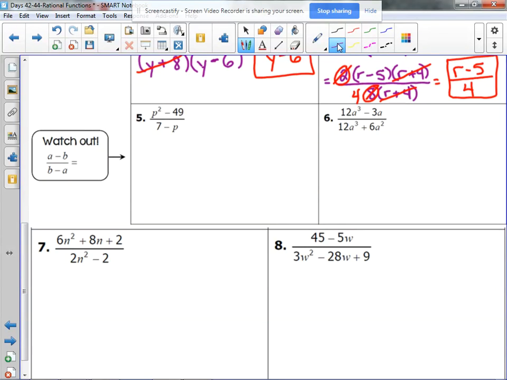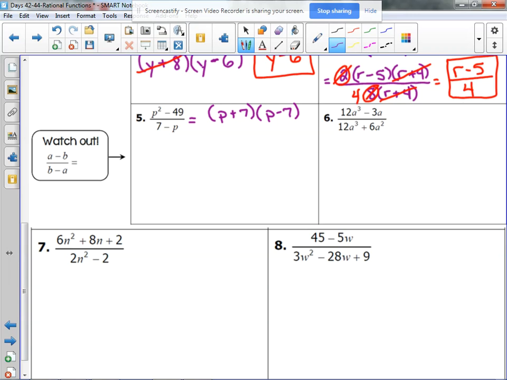The numerator is not 3 terms. It's not a trinomial. It's 2 terms. There's a minus in between. 49 is a perfect square. P squared is a perfect square. So we have the difference of perfect squares in the numerator: P plus 7 times P minus 7.